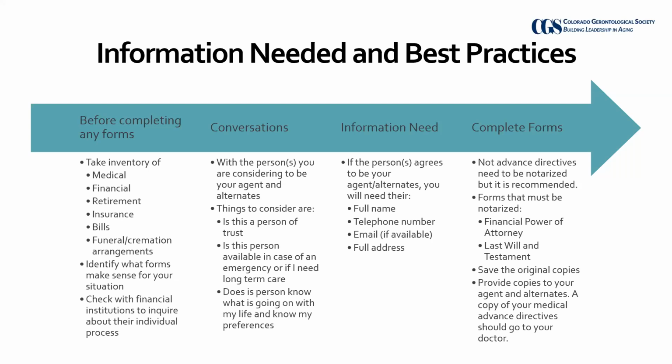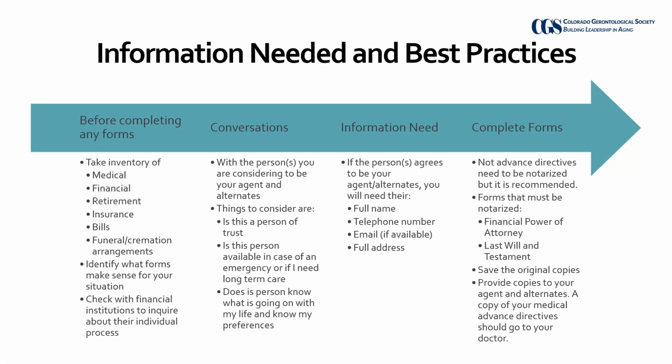For the agent and the alternates, you're going to need their full name, their telephone number or numbers, their email if they have one, and their full address, because those power of attorney forms, whether financial or medical, are going to ask you for that information.